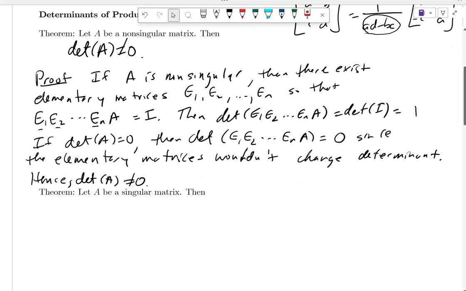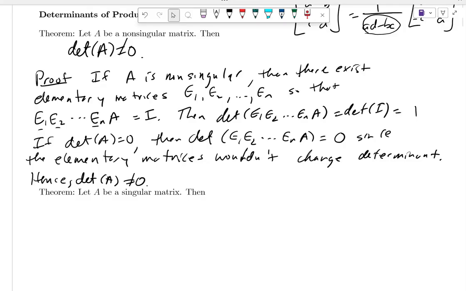All right. Well, what happens if it's singular? Singular means it does not have an inverse. Good. So if the matrix does not have an inverse, and you go through your row reduction, what has to happen at the end when you put it in reduced row echelon form? What has to appear? A row of zeros, right?